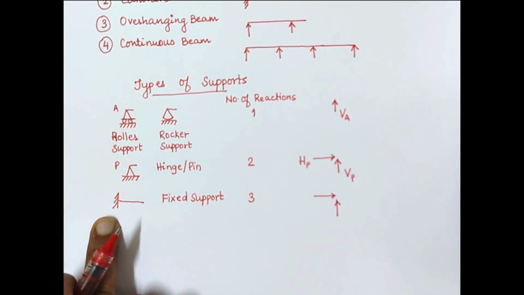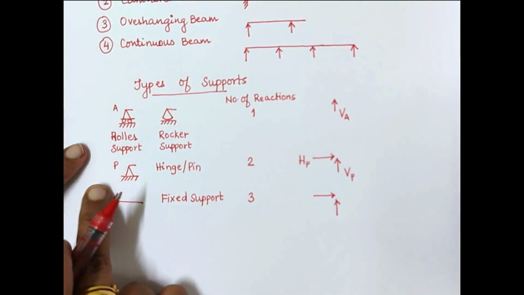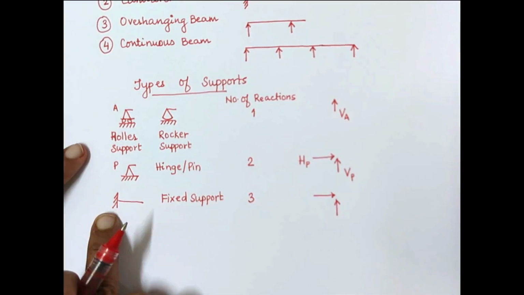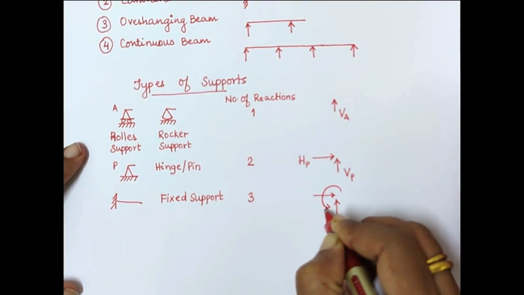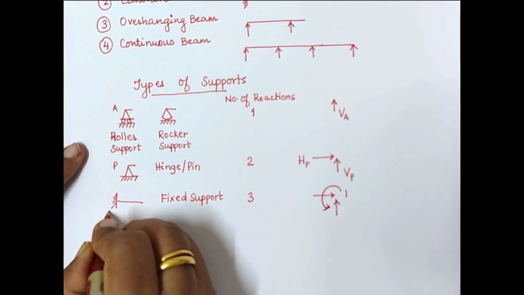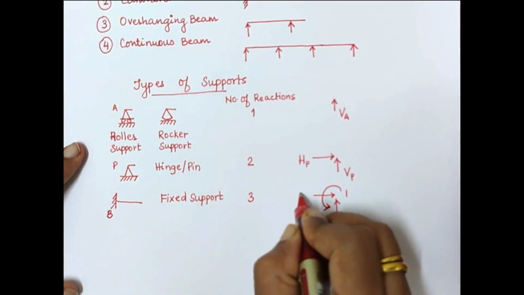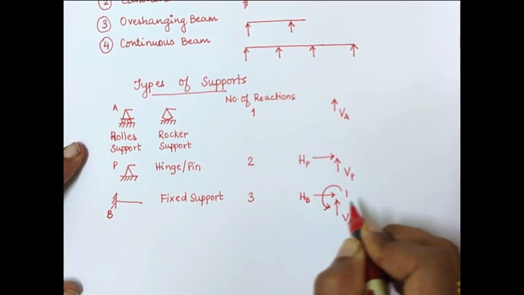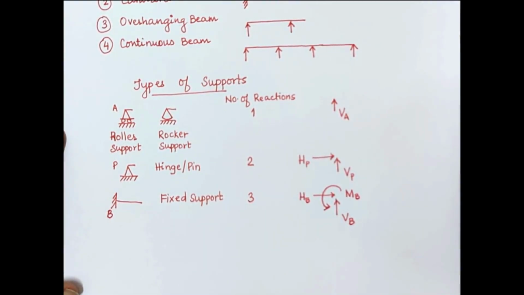Therefore, it will give a reaction in the opposite direction, that is anti-clockwise. It will try to give an anti-clockwise moment. So the reaction that will come over here will be an anti-clockwise moment. Therefore, we show an anti-clockwise moment over here. Let's say this point is B. So this is vertical at B, horizontal at B, and moment about point B. These are the three unknowns.